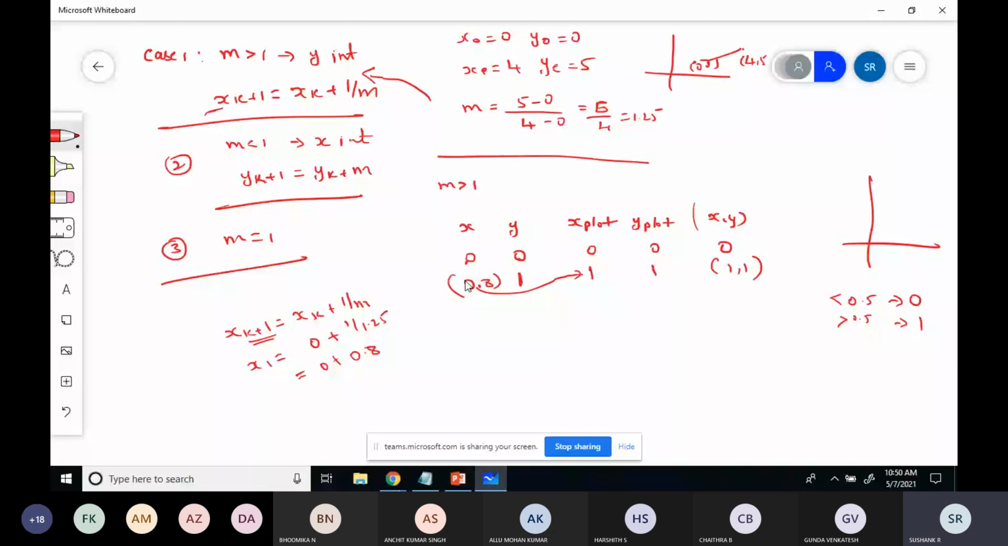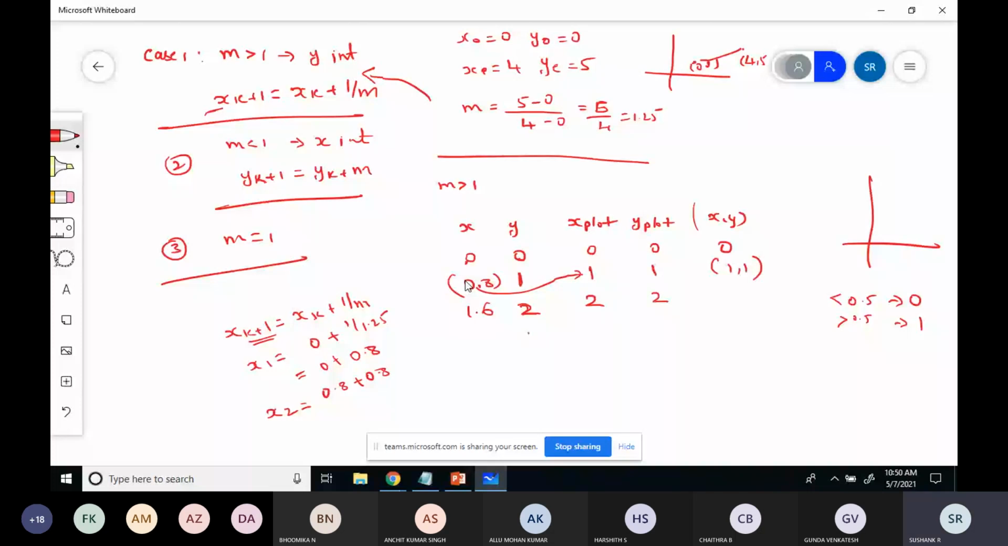Once the value of y becomes 2, using the same formula, x2 is equal to x1. What was the previous value of x1? 0.8, plus the slope value 0.8. So 0.8 and 0.8 will become 1.6, and 1.6 will be converted to 2. The value of y will be 2. After that, y will increment to 3.